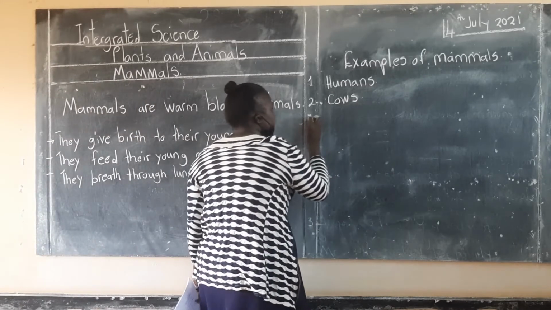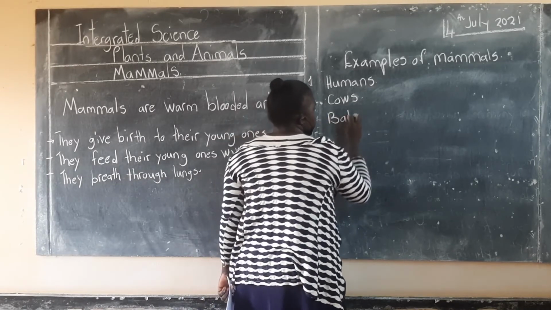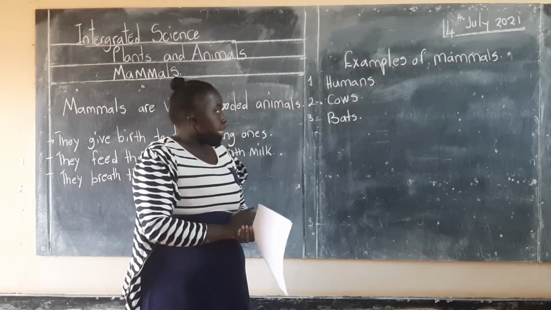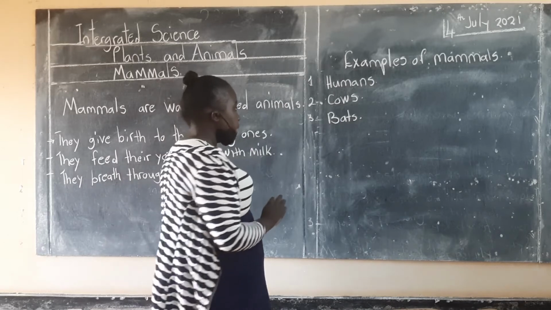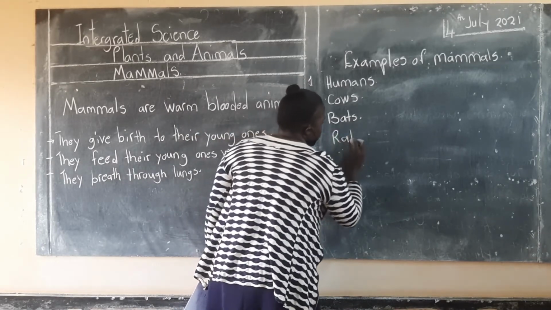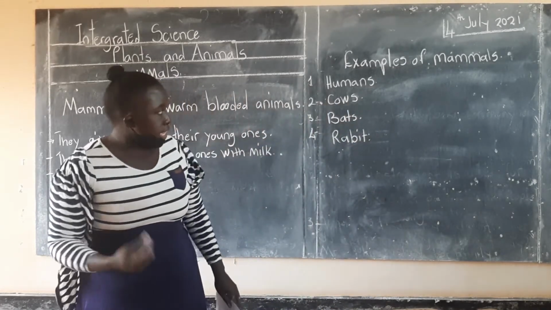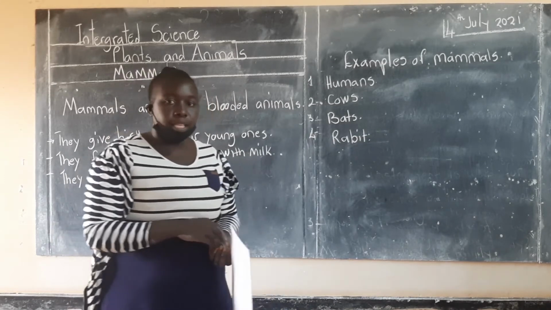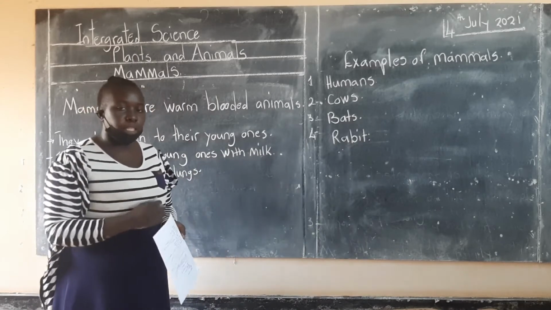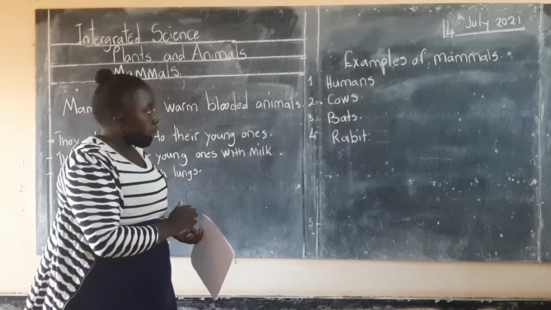Another example that I can give you is bats. All bats are mammals. And the fourth example is a rabbit. So these are some examples of mammals. They are just some examples. The list is actually endless. We have many different types of mammals, but these are just some of the mammals that we have.